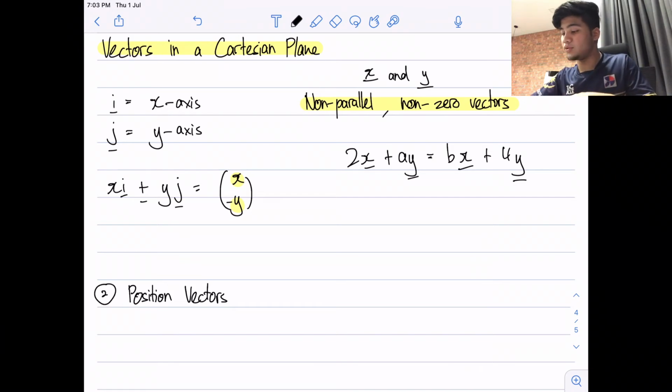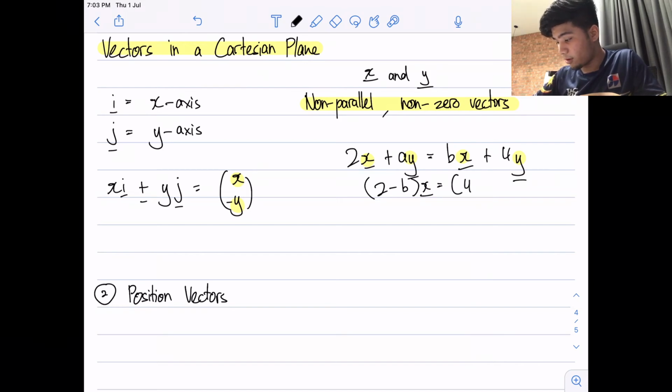Alright, I'll show you through my working what I mean, alright? So basically what you want to do is make it to where there is only one x, only one y. Because as you can see right now, there are 2 of everything, right? Let's make only 1. So let's bring everything to one side. So I know that (2 minus b) times vector x will equal (4 minus a) times vector y.